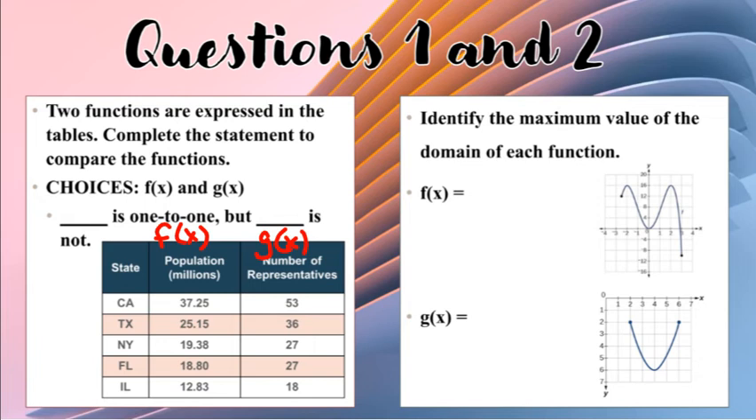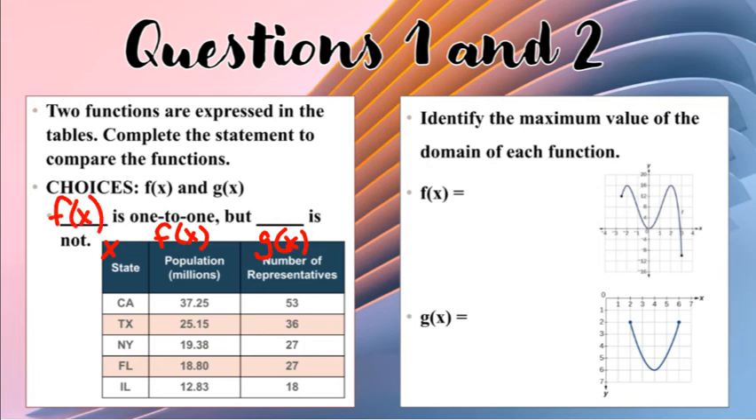For it to be 1-to-1, you have to have one x value, and the state would be our x value in this case, to one y value, which is our f of x and g of x. And then it has to go one y value to one x value. So there's no y's that can be repeated. If we look in the first column, populations in millions, we can see that none of those numbers repeat and none of the states repeat. So I know that f of x is 1-to-1.